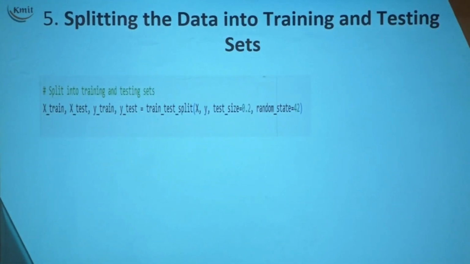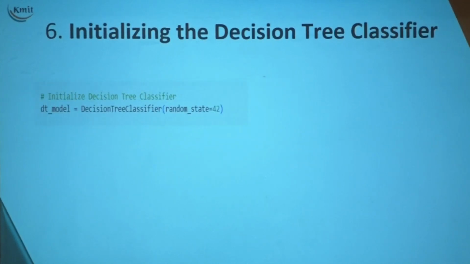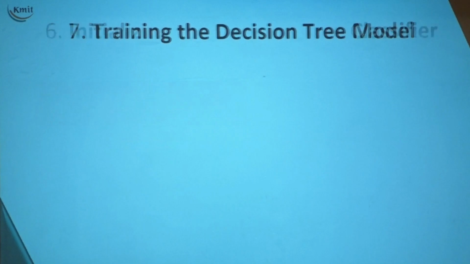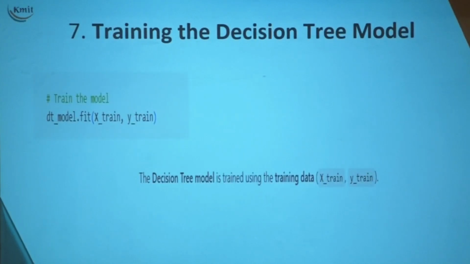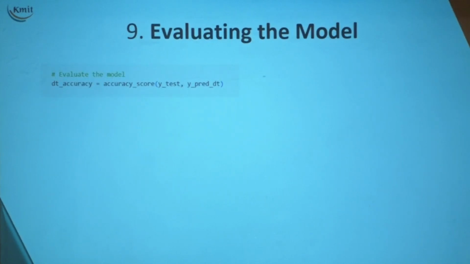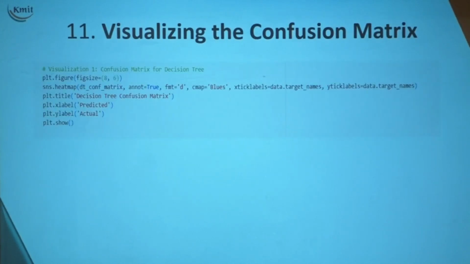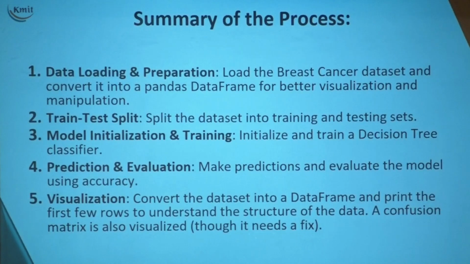We divided the data into training data and test data, and then we directly used the decision tree classifier, without knowing how decision tree works. Then we trained the model using dot fit. We made the predictions using the dot predict function on X test, and then we directly evaluated the model using the accuracy parameter. So this is what we did in the last session.